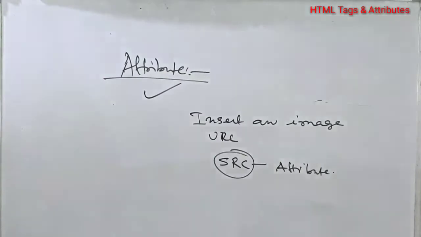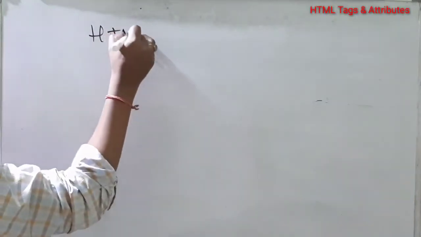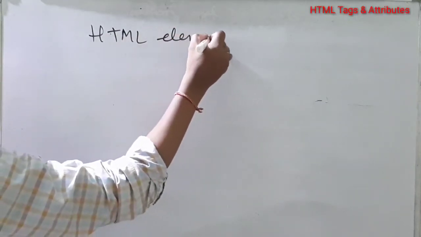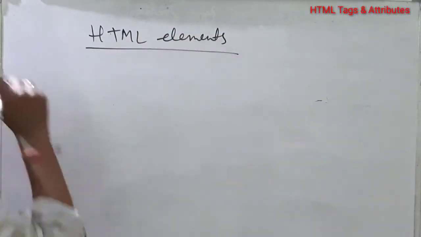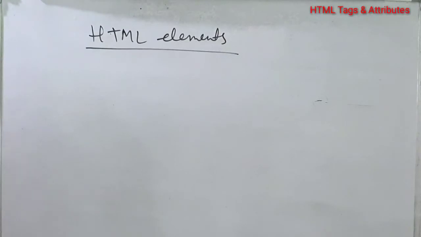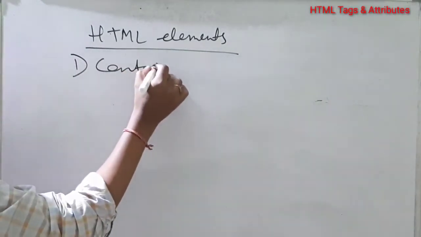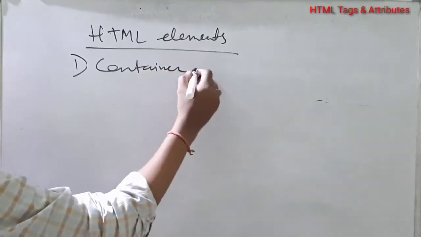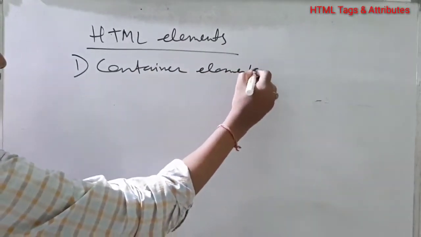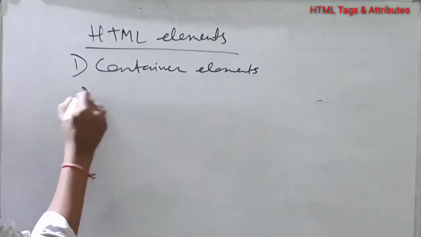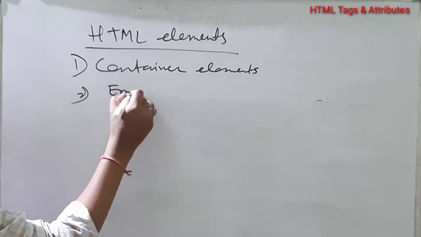Now the next thing is HTML elements. The HTML elements are of two types. Number one, container elements, and number two, empty elements.